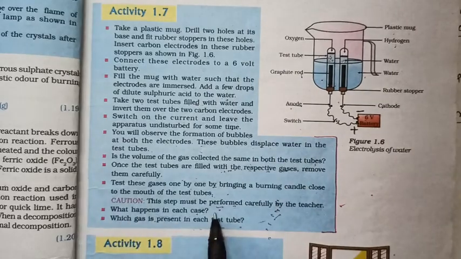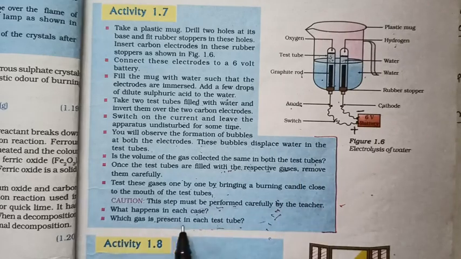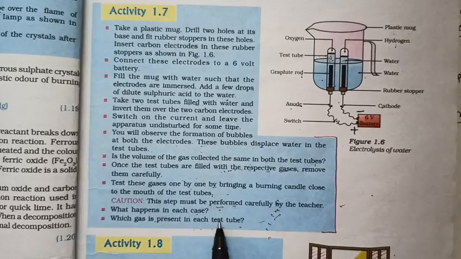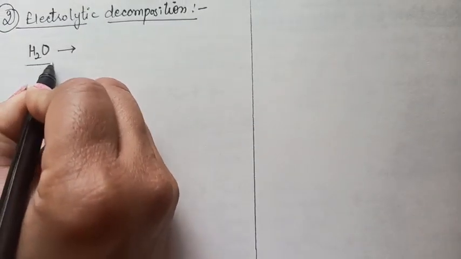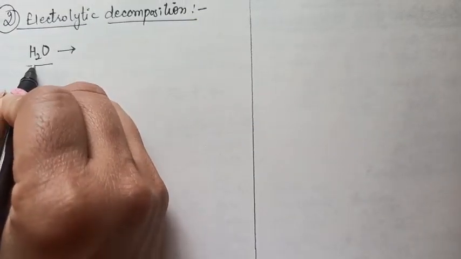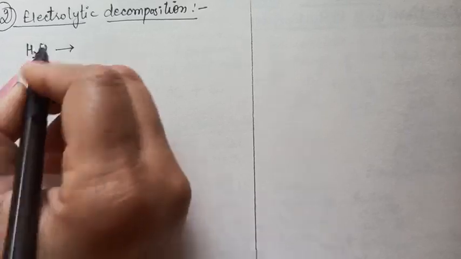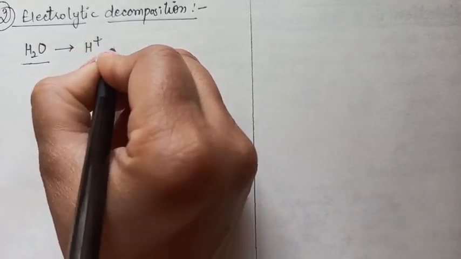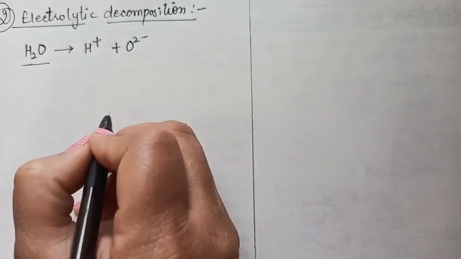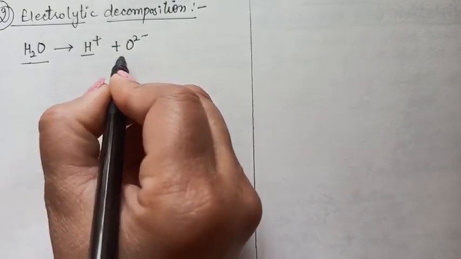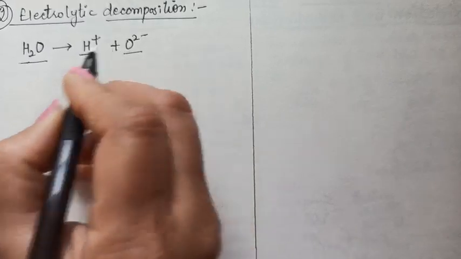What happens in each case? That we have discussed. Which gas is present in each test tube? Okay, that we will see. What actually happens during the electrolysis of water? The water dissociates into H+ and O2- ions. Okay, and these ions move to opposite electrodes.